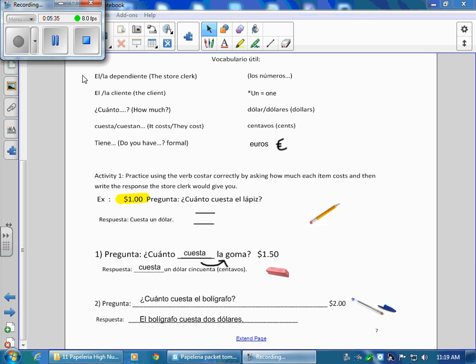Okay, so when you unpause the video, here's the answer. ¿Cuánto cuesta el bolígrafo? So that's the class material you're asking for. And then the response from the sales clerk would be, El bolígrafo cuesta $2. And you don't really even need to say el bolígrafo. The store clerk might just say, cuesta $2. And notice cuesta because you're talking about one item.